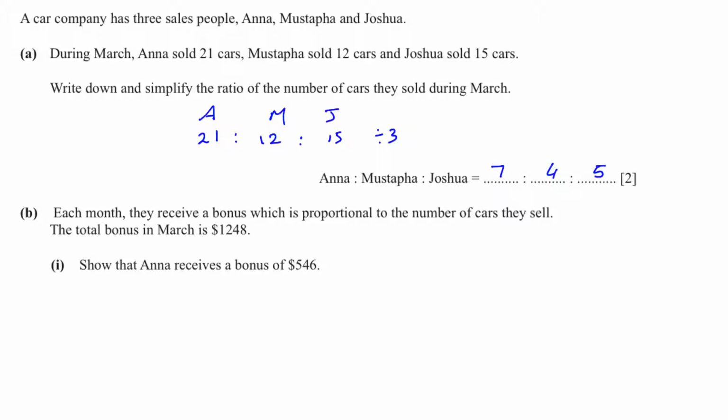In part B, each month they receive a bonus which is proportional to the number of cars they sell. The total bonus in March is $1,248. Show that Anna receives a bonus of $546. The ratio of Anna is 7. 7 over the total. So 7 plus 4 plus 5 will give you 16. Multiply by 1,248. And this will give us $546.